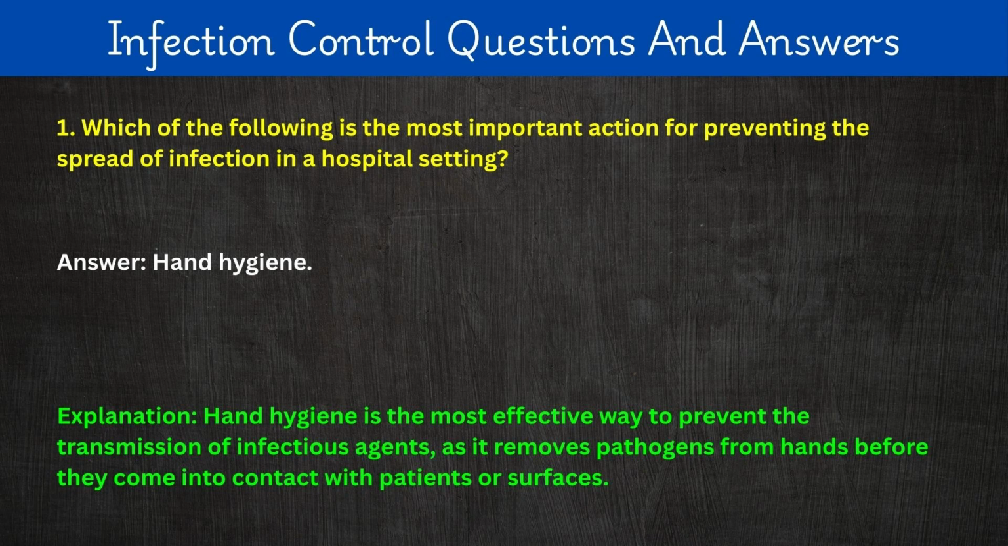1. Which of the following is the most important action for preventing the spread of infection in a hospital setting? Answer: hand hygiene. Explanation: hand hygiene is the most effective way to prevent the transmission of infectious agents, as it removes pathogens from hands before they come into contact with patients or surfaces.